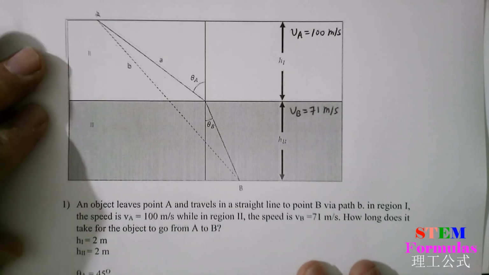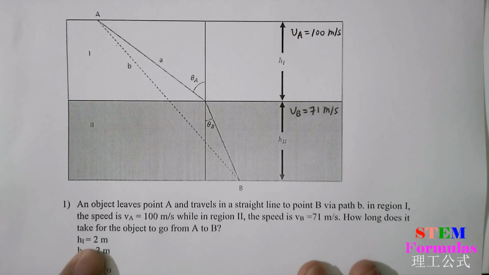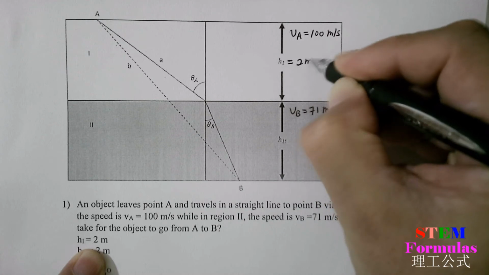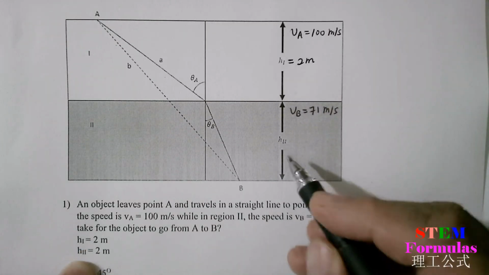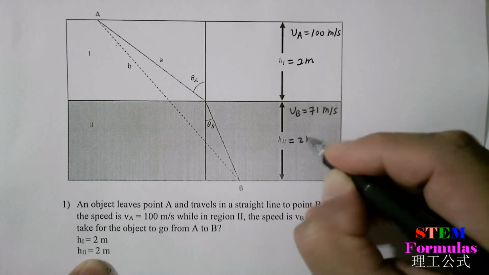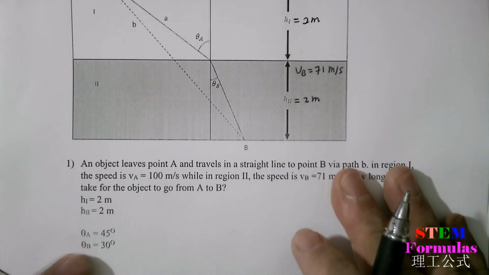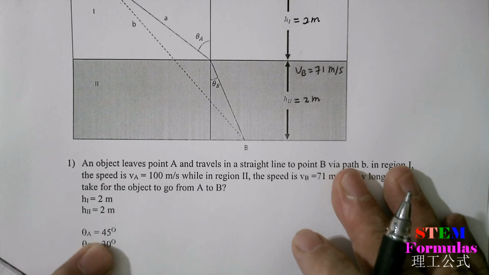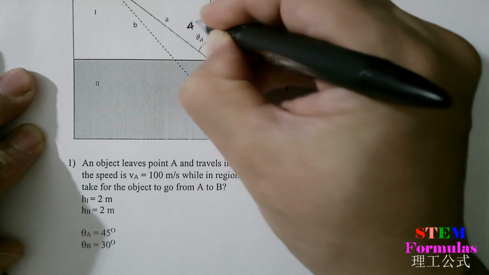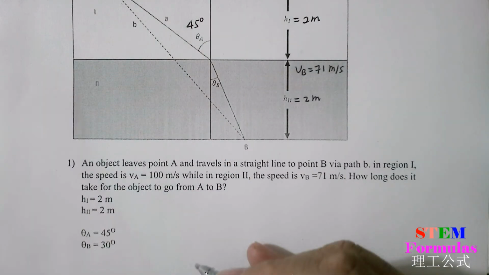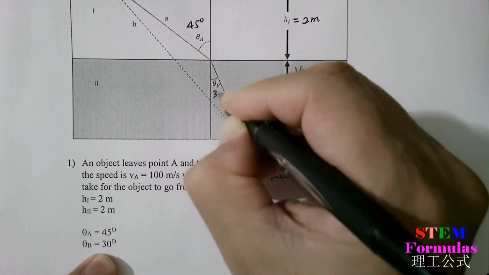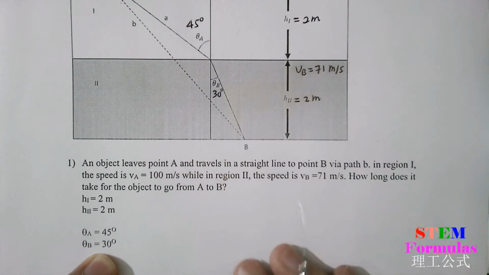And given the following parameters, h1 equal 2 meter, h2 equal 2 meter, and theta A equal 45 degrees. 45 degrees here. Theta B 30 degrees. 30 degrees here.